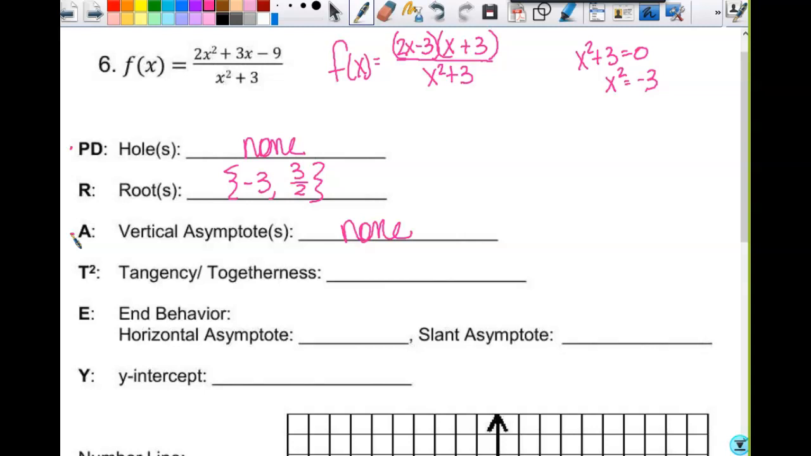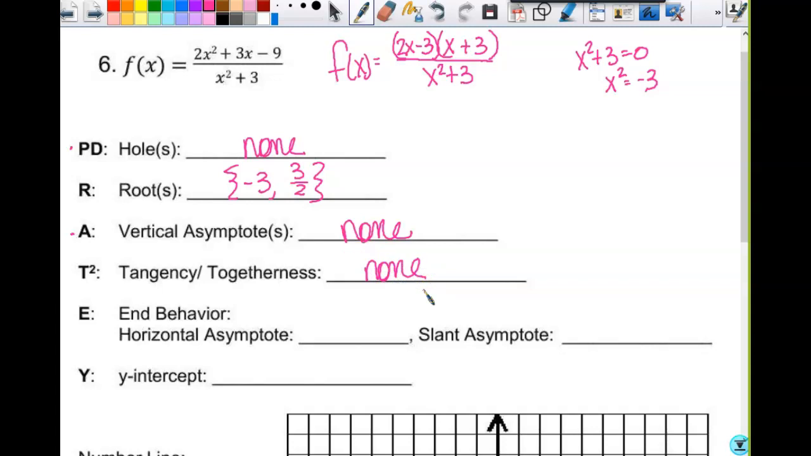Now, tangency and togetherness. I do have an exponent, but it's not a factor that's being squared. These are the factors. This is what would have to be squared. So the fact that there's a squared there, that really doesn't do anything for me, so I don't have any tangency or togetherness either.